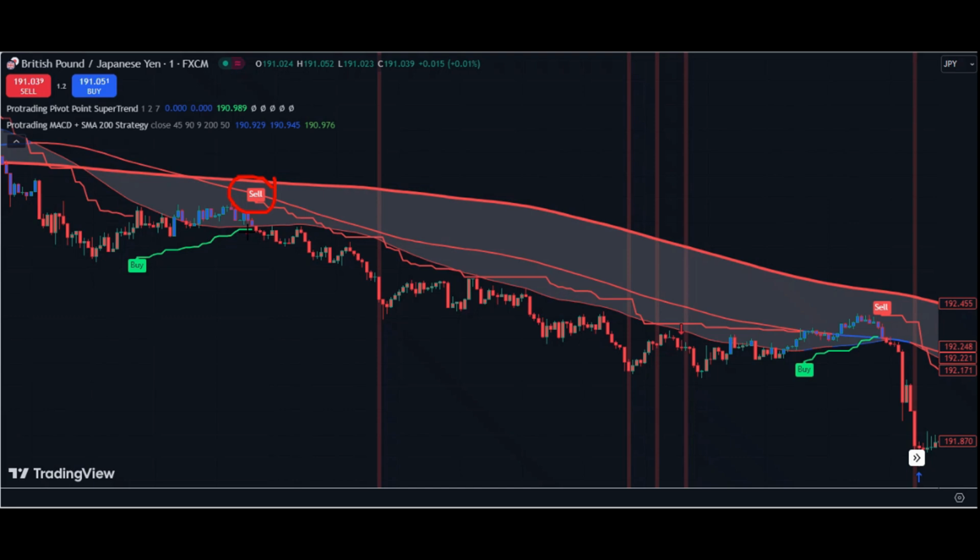At the wick of the price, we place our horizontal line. Below the horizontal line, we place our pending order for sell. Once this candle breaks this horizontal line, it will trigger our sell trade. Our stop loss will be slightly above this 200-day moving average.